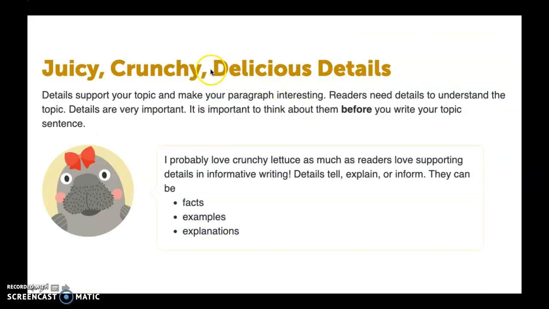So in the beginning, you started off learning first about this. It's a juicy, crunchy, delicious details. Details support your topic and make your paragraph interesting. Readers need details to understand the topic. Details are very important. It is important to think about them before you write your topic sentence. I probably love crunchy lettuce as much as readers love supporting details in informative writing. Details tell, explain, or inform. They can be facts, examples, or explanations.